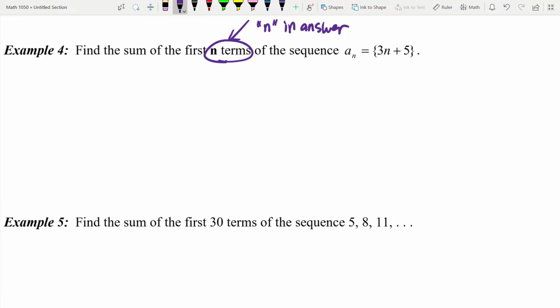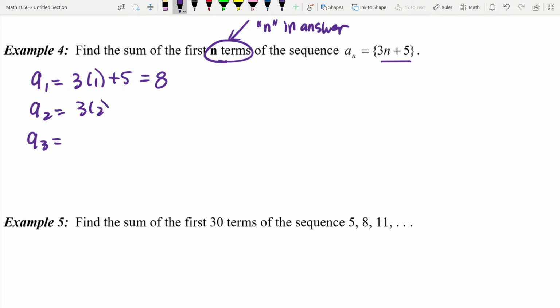Look how I'm going to start this. I'm going to go a sub 1, a sub 2, a sub 3. They give me a formula. It's kind of unusual to have a formula. So this is going to be 3 times 1 plus 5. That's 3 plus 5, which is an 8. The next one's 3 times 2 plus 5. That's 6 plus 5, which is 11. The next one's 3 times 3 plus 5. That's 9 plus 5, which is 14.